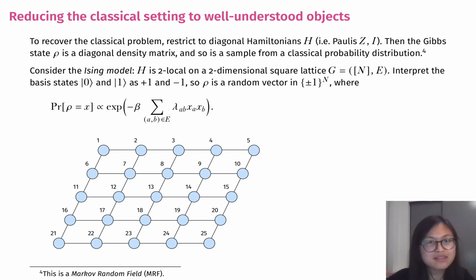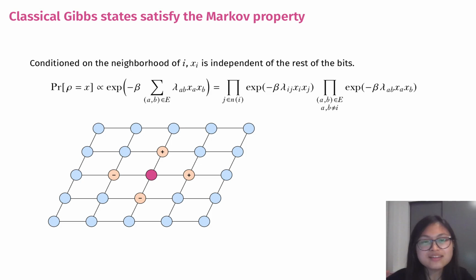The interesting thing about these Markov random fields, these classical Hamiltonians, is that they satisfy what's called the Markov property. What it says is that if you have some region and you condition on the boundary of the region, so here I've conditioned these 4 bits to be plus 1 or minus 1, then the resulting conditional distribution can be split, and the inside piece is independent of the outside piece.